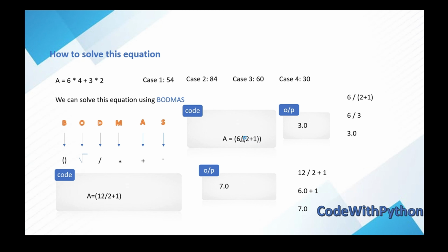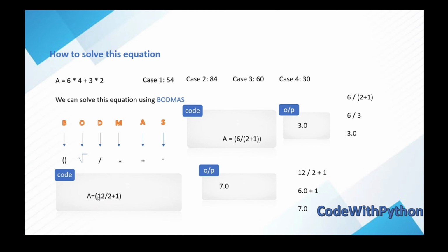Okay, under the bracket we have 2 plus 1. So what is 2 plus 1? 2 plus 1 is nothing but 3. Then order: we don't have any order here, right? Then division: we have division here, 6 by 3. 6 divided by 3 is nothing but 3.0. It should be the output.